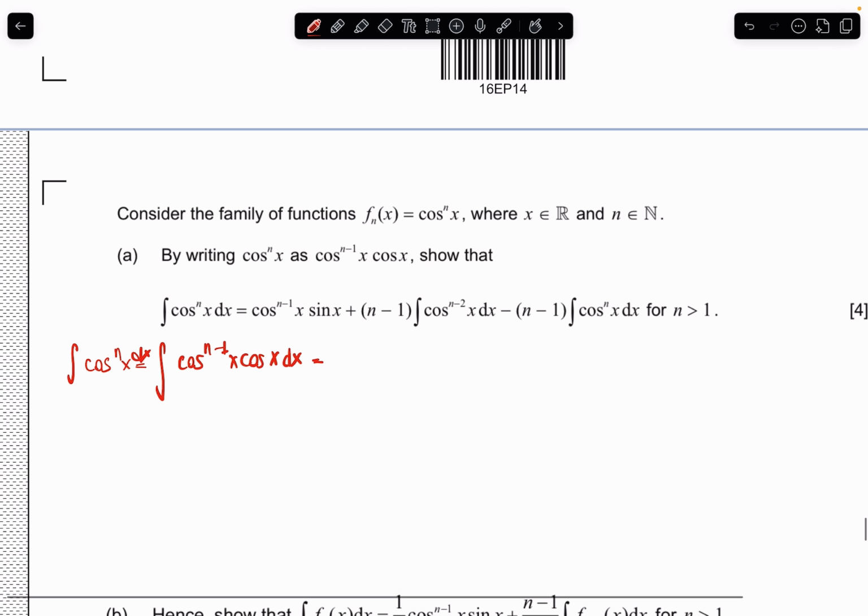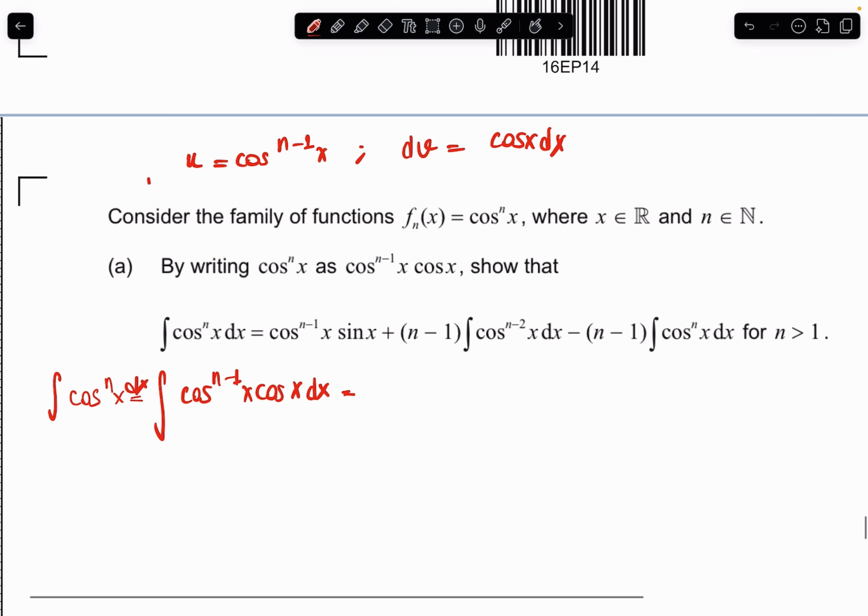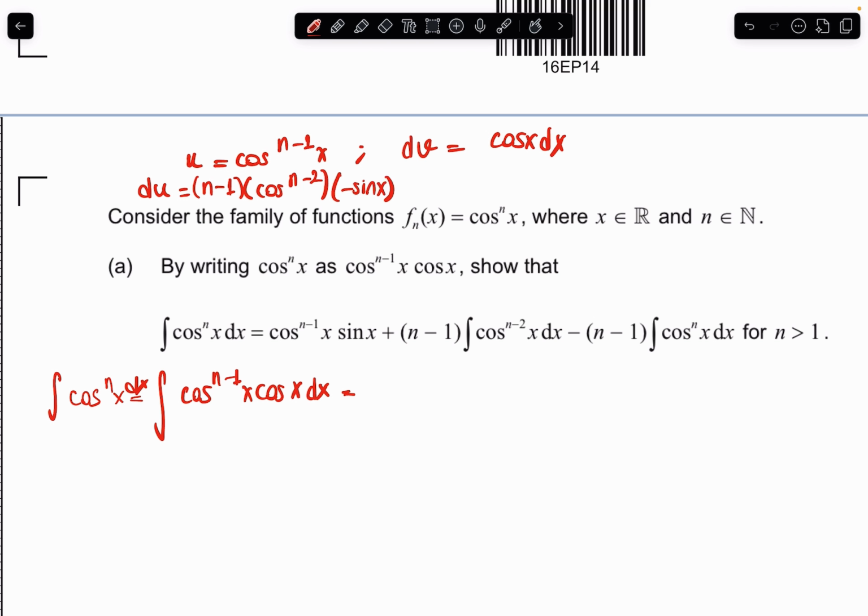I'm essentially going to call u equals cosine^(n minus 1) x, and I'm going to call dv equals cosine x dx. Then du is going to be, in this case, (n minus 1) times cosine^(n minus 2) x times minus sine x, while v equals sine x.